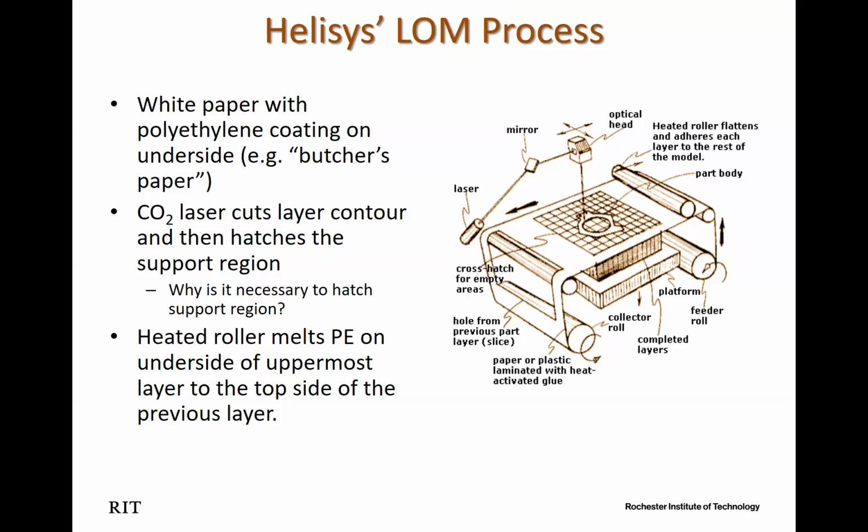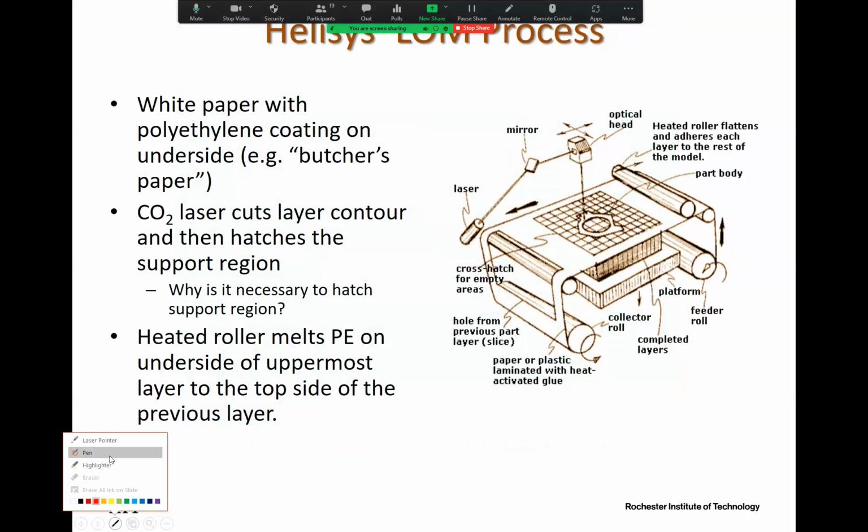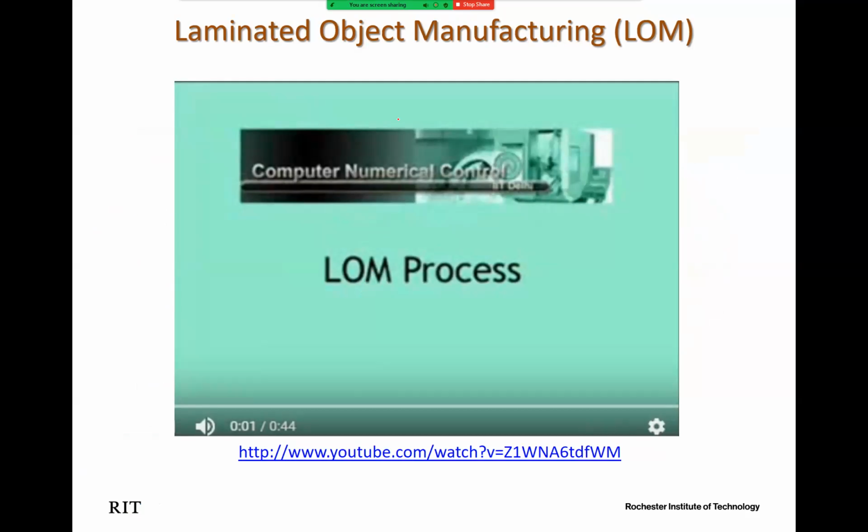So here is an illustration of such a machine. As you can see, it's pretty easy to understand how it works. Again, it's just white paper with a polyethylene coating used in the process, which means the cost is pretty low compared to other printing processes. I think there's a video for this process. Let's take a look: the laminated object manufacturing.